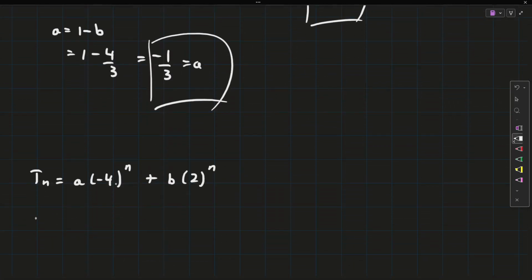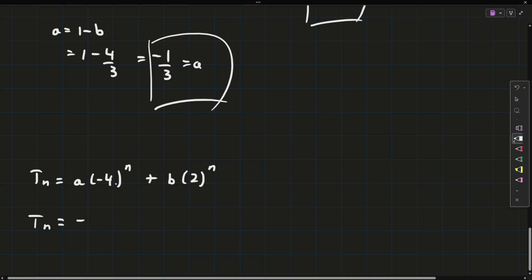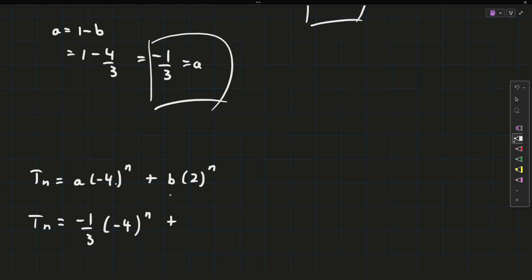So our final solution, now that we've figured that out, will be Tn is equal to minus a third times minus 4 to the power of n plus, what was b? It was 4 thirds times 2 to the power of n.